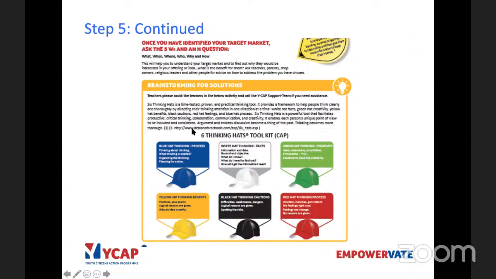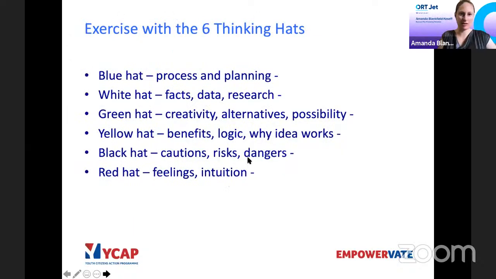The blue hat, let's see if the next slide has something. Yeah. The blue hat is the process and planning. The white hat is the facts, data, and research. The green hat is the creativity, alternatives, possibility. The yellow hat is the benefits, logic, why ideas work. The black hat is cautions, risks, and dangers, which we just got one. And then the red hat is the feelings and intuition.